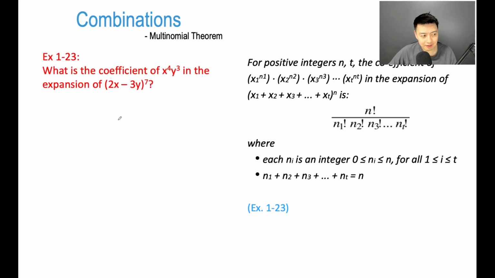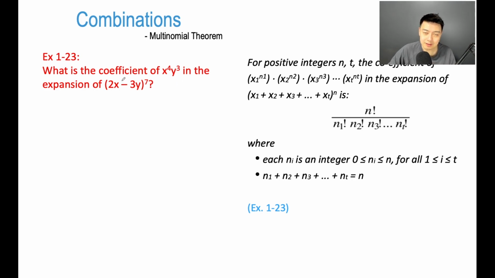We can take this a little bit further, and we can even put in different terms other than x and y. So what if it's 2x minus 3y? What is the coefficient of x to the 4, y to the 3 when we expand this?